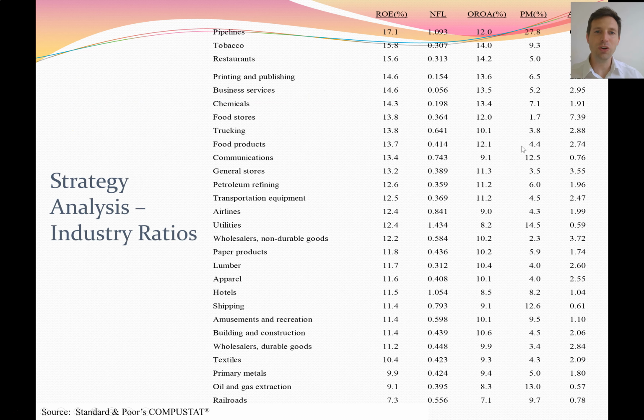So here we've got a range of different industries from the US. We've got their overall return on equity over a certain period of time, and we've broken it down into how that return on equity is actually generated from their net financial liabilities, their operating return on assets, their profit margin, and their ATO. So we can see different industries may favor different strategies. For example, pipelines here have a very high profit margin, but a pretty low asset turnover. Now they'll have a high profit margin because they're a very differentiated product. You can't easily switch your pipeline.